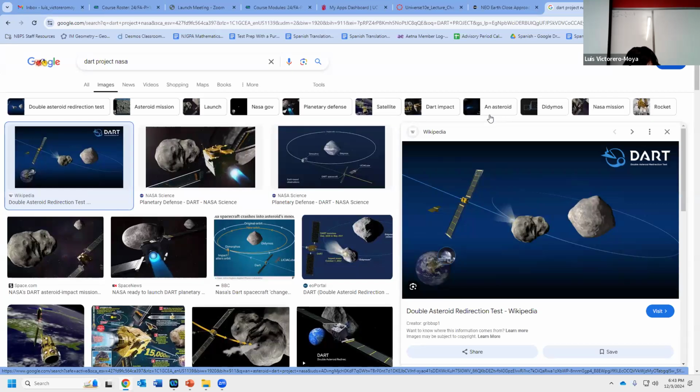The idea of using lasers and solar panels has also been proposed to deflect asteroids, but we would need a large distance between us and the asteroid. So that doesn't necessarily help if the asteroid is too close, which is why the DART project seems to be the one that NASA and other countries are actually aiming for.